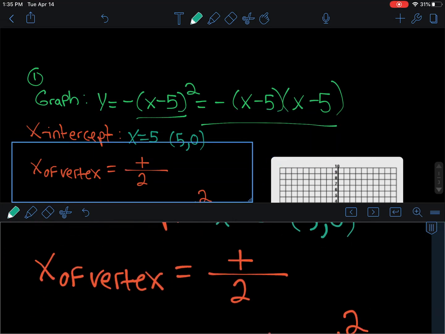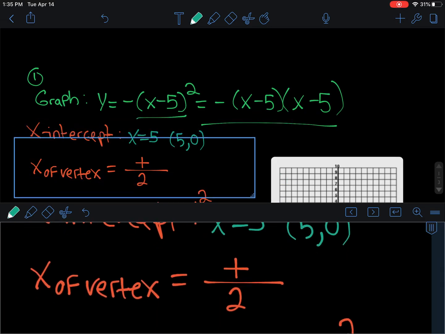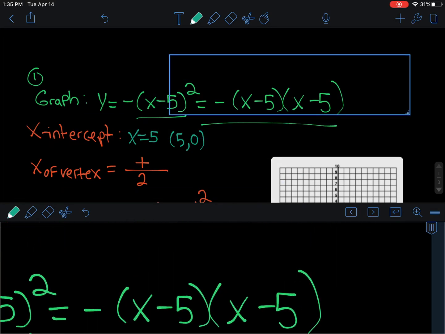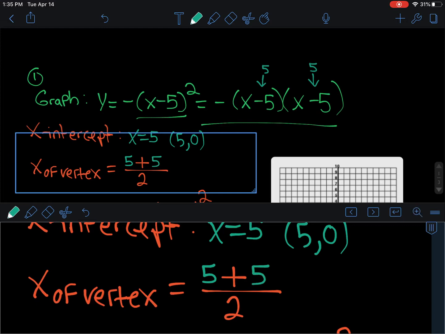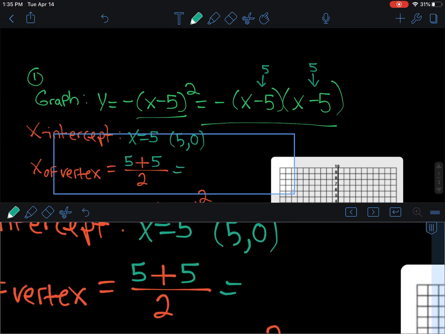Now, in order to find the x of the vertex, if you want to use the formula, well, that really doesn't make sense here, but if you're trying to think about it that way, you have two 5s here that pop up in two parentheses. So if you were trying to find the x of the vertex, you just do 5 plus 5, which is 10. 10 divided by 2 is going to be 5. Your x of the vertex is the same thing as your x-intercept whenever there is one x-intercept. And that's kind of how you deal with that.